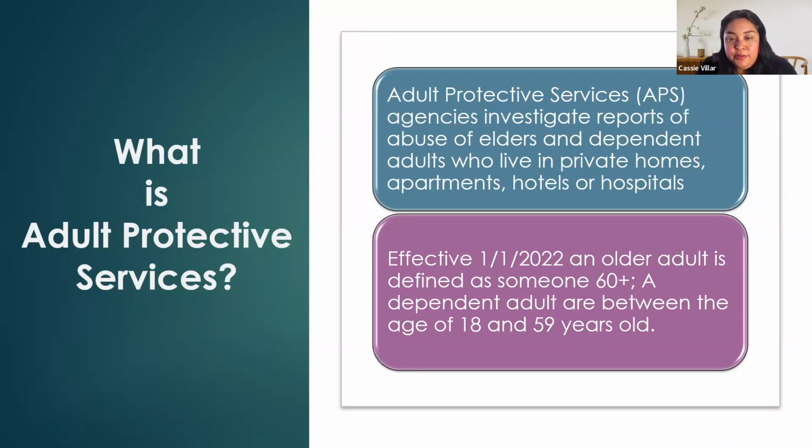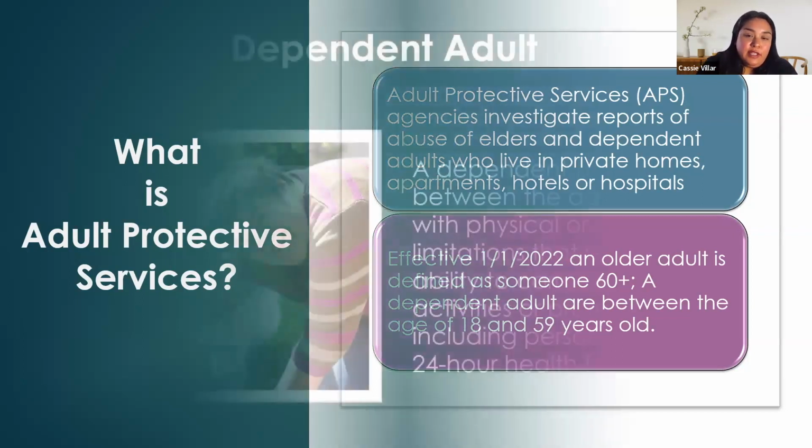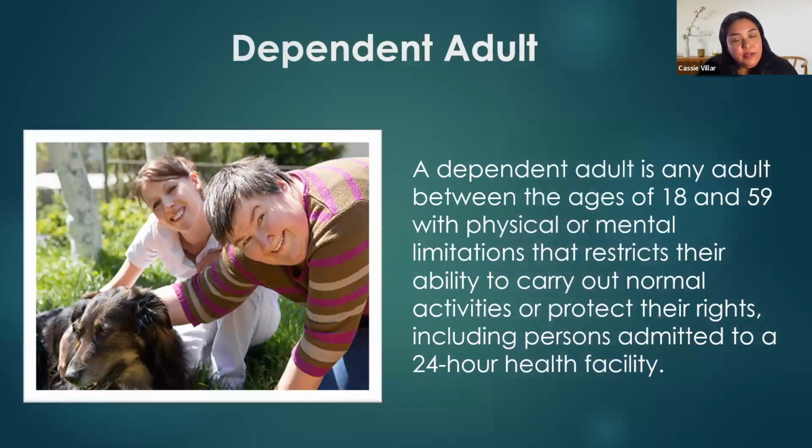And just to note, California changed our definition for older adults, and this is specifically for APS. Not every other program has changed their age definition, but here in California, as of last year, older adults are now defined as 60 and up, and dependent adults are between the ages of 18 and 59. Keep in mind, every state is different, but we're focusing here within our county and state. Really quickly, I get a lot of, what's a dependent adult?